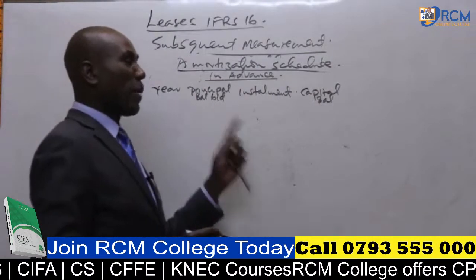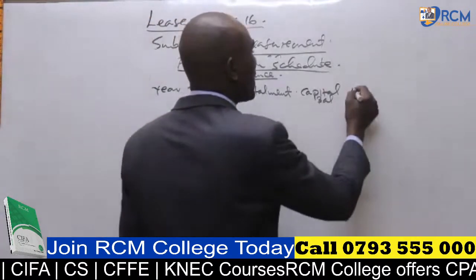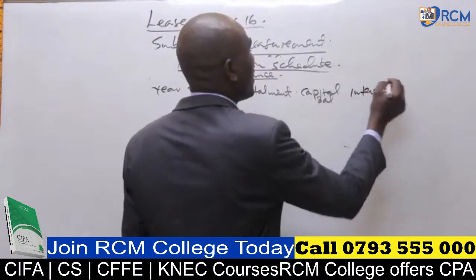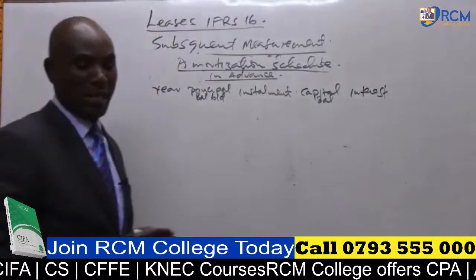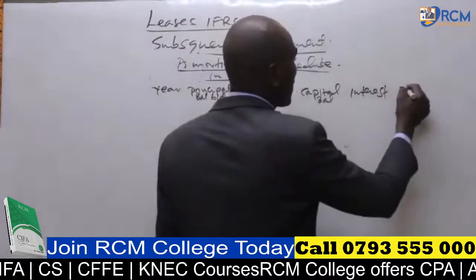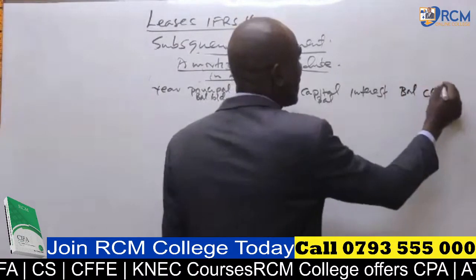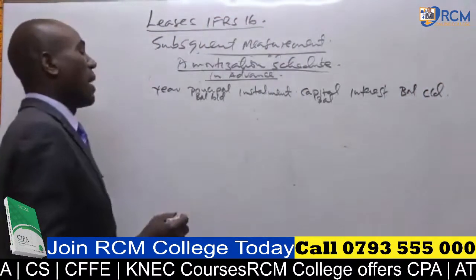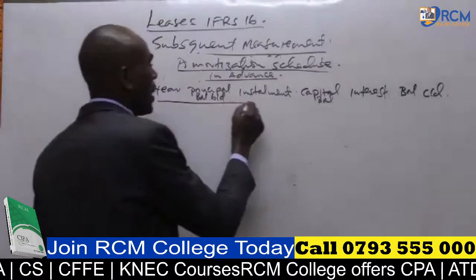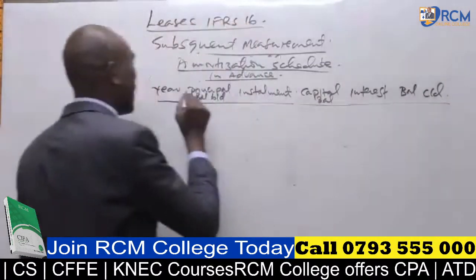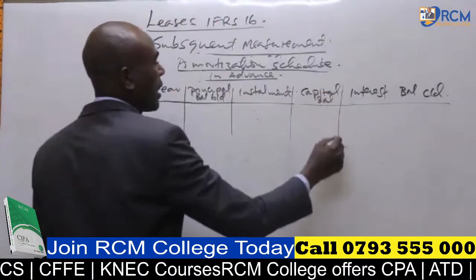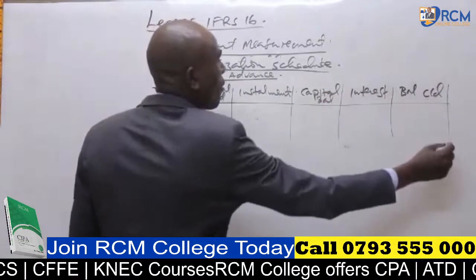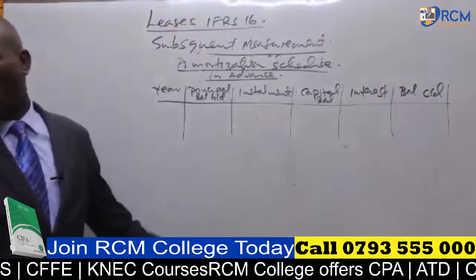Then out of this capital balance, I come and charge interest. I charge interest on the capital balance. Then I get balance carried down at the end. I underline, don't make it too long. Just one line like this. It's just a format. Therefore, don't make something too long.